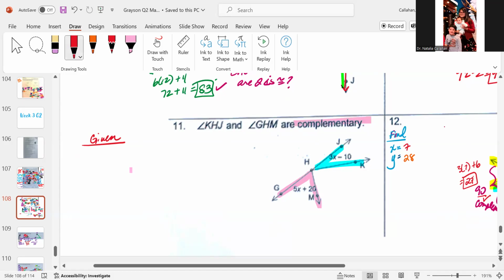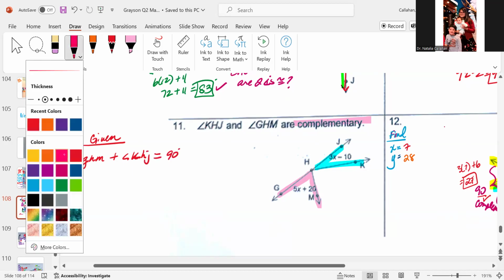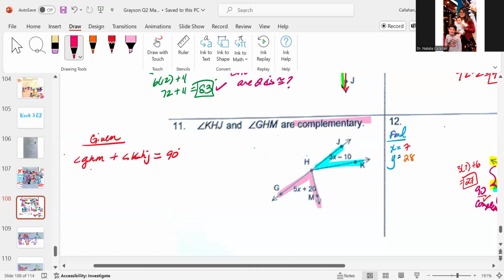What does complementary mean? It's 90. Angle KHJ equals 90 degrees, because they're complementary, right? And it's also given to you that this is the pink angle. GHM is 5x plus 20 plus KHJ, which is 3x minus 10 equals 90, right? So then I want you to go ahead and solve for x, okay? And then after that, you just plug it in.